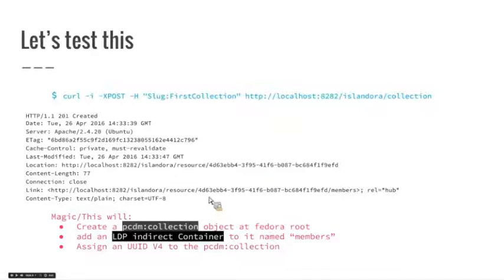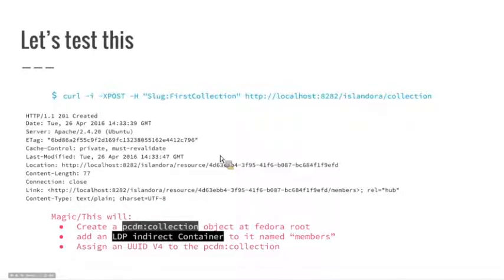Okay, so magically this will create a PCDM collection object at the Fedora root. It will add this indirect container named members, and it will also assign a UID to the PCDM collection. So you don't have to access directly the path that is created. Basically, I'm giving it here a first collection slug, but that doesn't mean that Fedora 4 will respect that. If there's already a first collection inside, it will create a very long path, but we don't care about that. We get a UID, which is pretty cool.